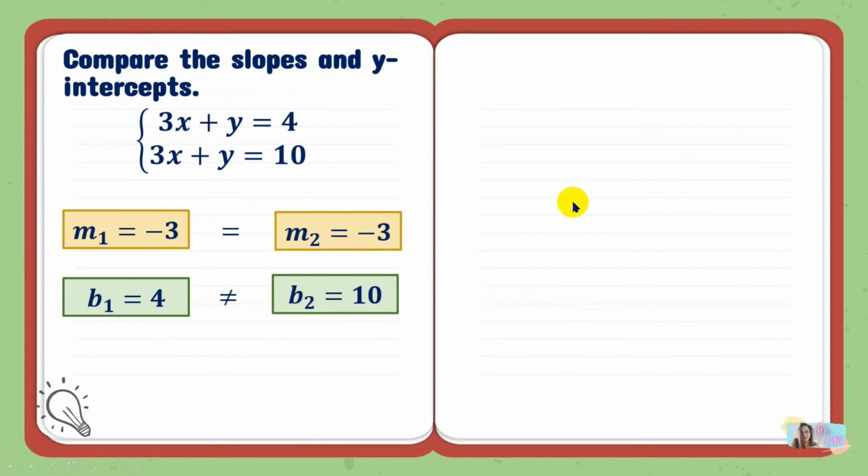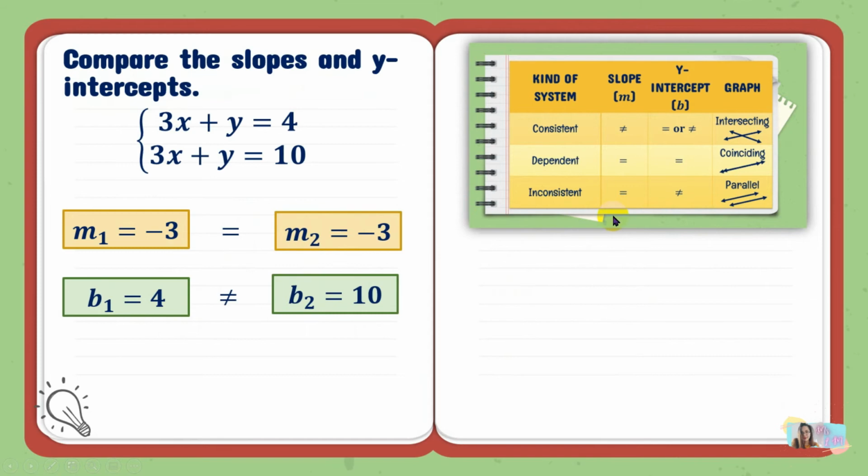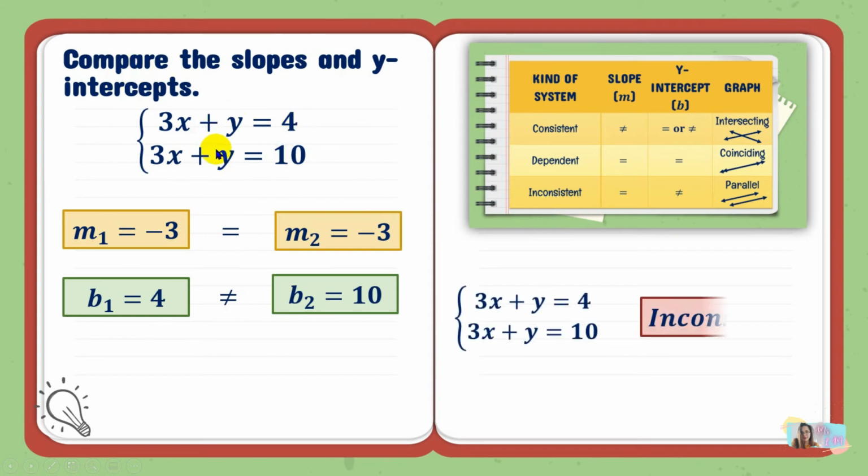So, ano nga ulit yun nandun sa table form? Hanapin natin yung equal ang slope at not equal yung y-intercept. Siya po ay inconsistent. So, itong ating system of linear equation na ito, siya ay inconsistent. At kapag nag-graph tayo, dapat ang ating magiging graph ay parallel lines. That's for our example number 2.